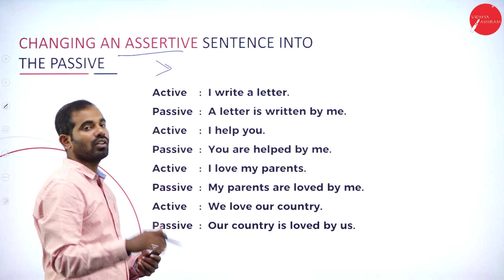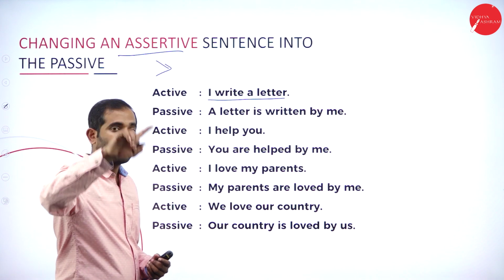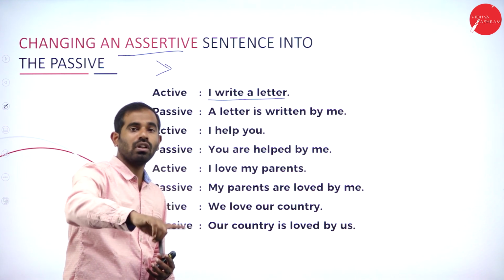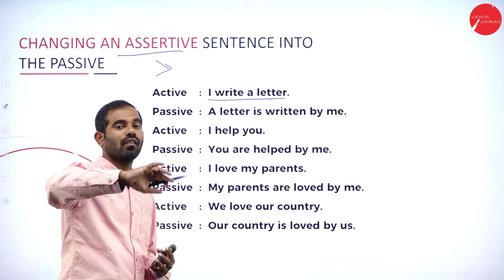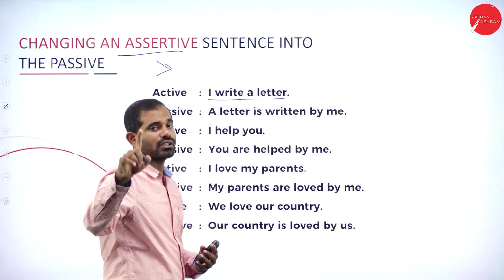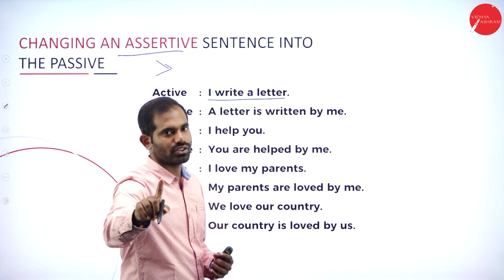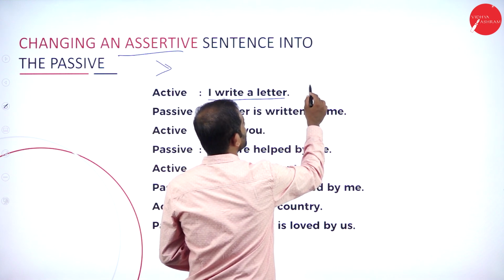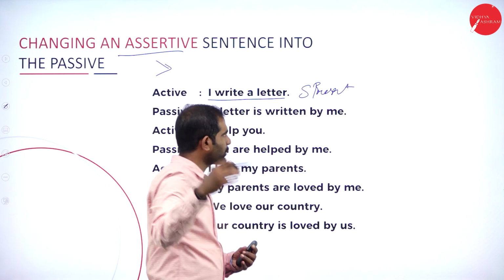First one, active. I write a letter. Now try to observe. I am going to talk about the tense, the rule, and different contents, how to change from active to passive. I write a letter. Identify the tense first. Very first rule you need to know is identifying the tense. So this is simple present tense. It is in present tense.